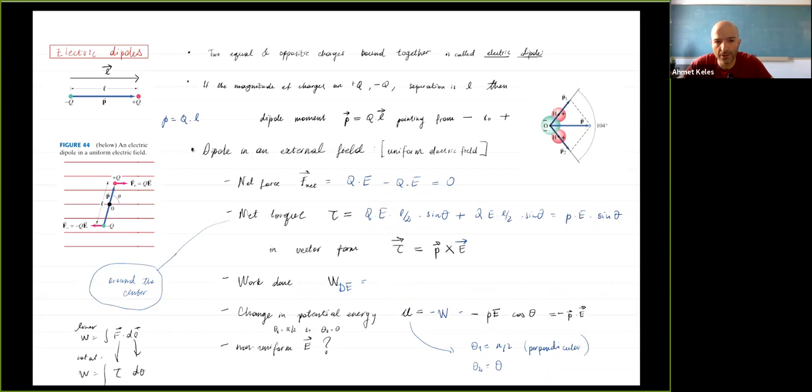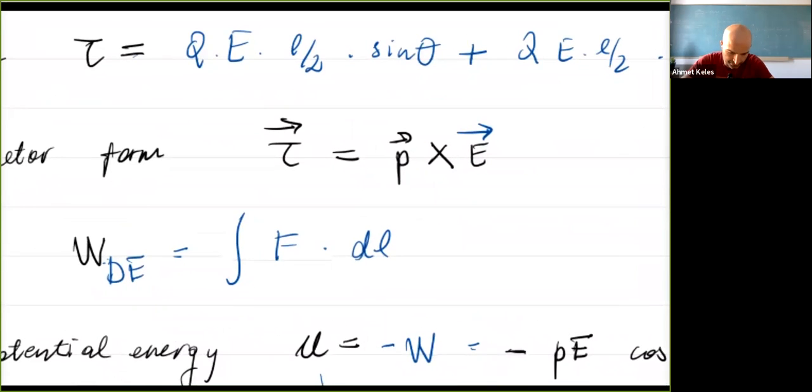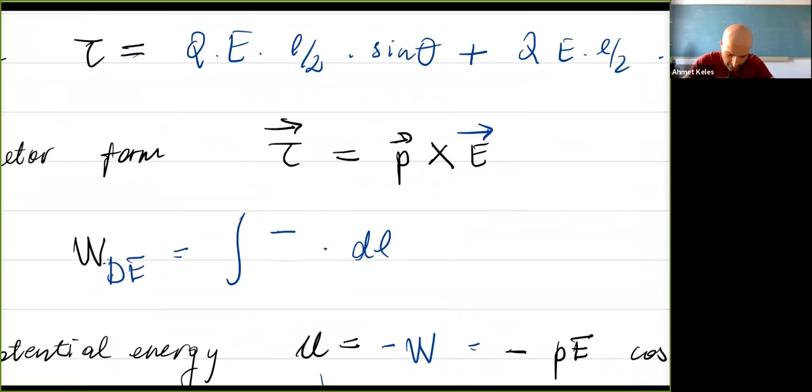So the net force is 0. So does this mean the net work done on the dipole by the electric field is 0? Exactly, right? We could be doing rotational work, and the form of rotational work is exactly like F dot dl, but here F goes to torque and dl goes to rotational dl, and rotational dl is what? d theta, right? d theta.